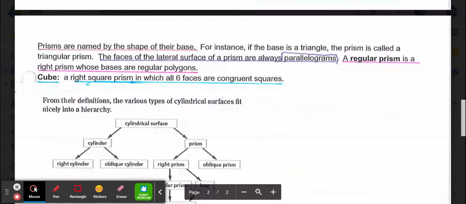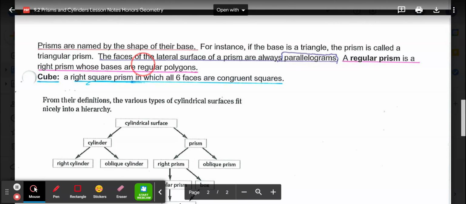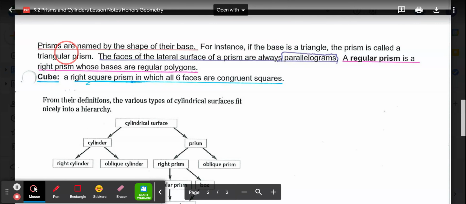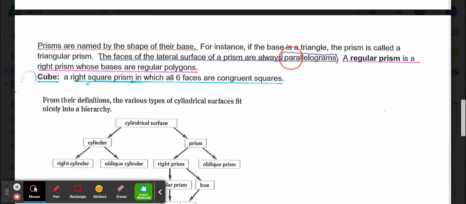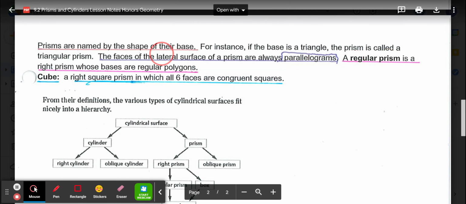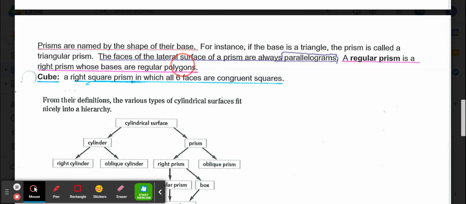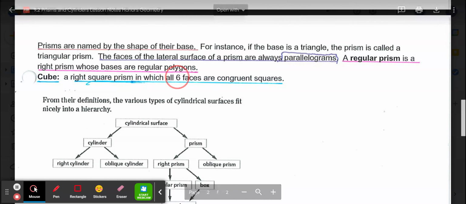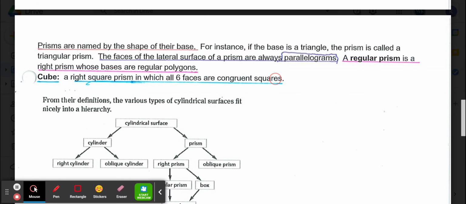So then we get into some more info on prisms. Prisms are named by the shape of their base. For instance, if our base is a triangle, the prism is called a triangular prism. The faces of the lateral surface of a prism are always parallelograms. A regular prism is a right prism, so a key here is that it has to be right, whose bases are regular polygons. And then we get our cube, which is a special type of right square prism where all 6 faces are congruent squares.